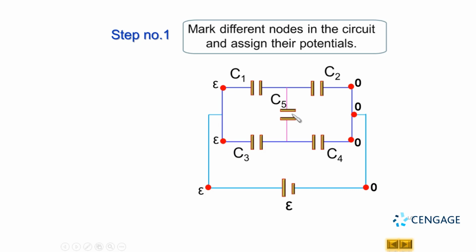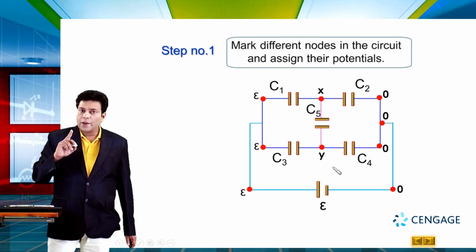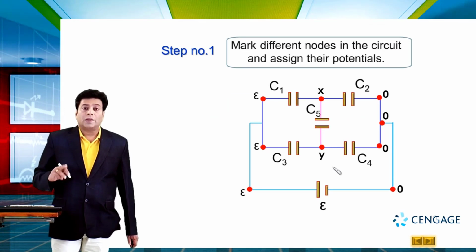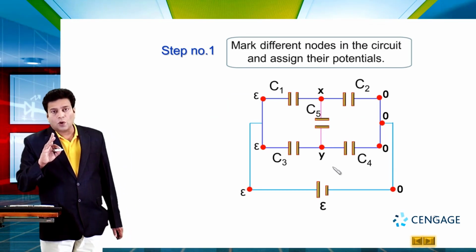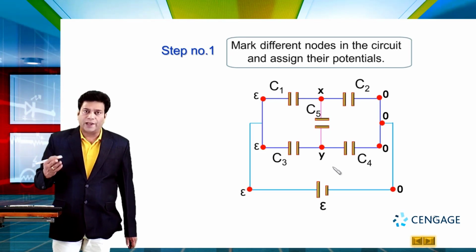Now we cannot write directly any value for the potential of this point and this point. So let us make these 2 points unknown. Then let us assign the potential of this node as X and the potential of this node as Y. And here we need to find X minus Y, that is we need to find the value of X or Y, or you can say we need to find the value of X minus Y.